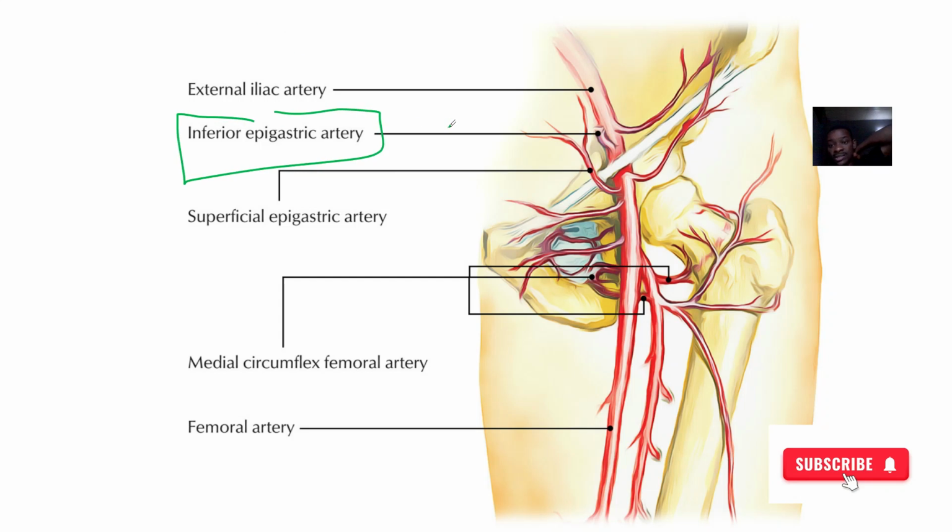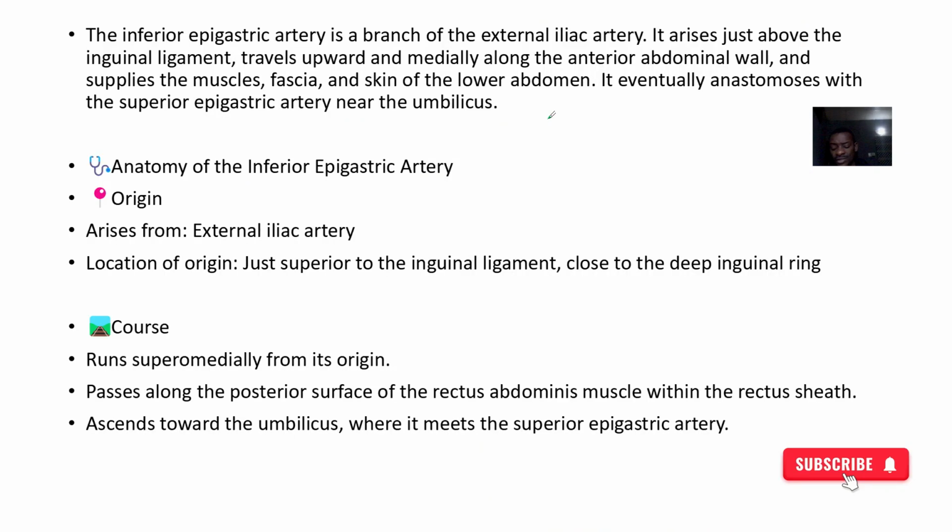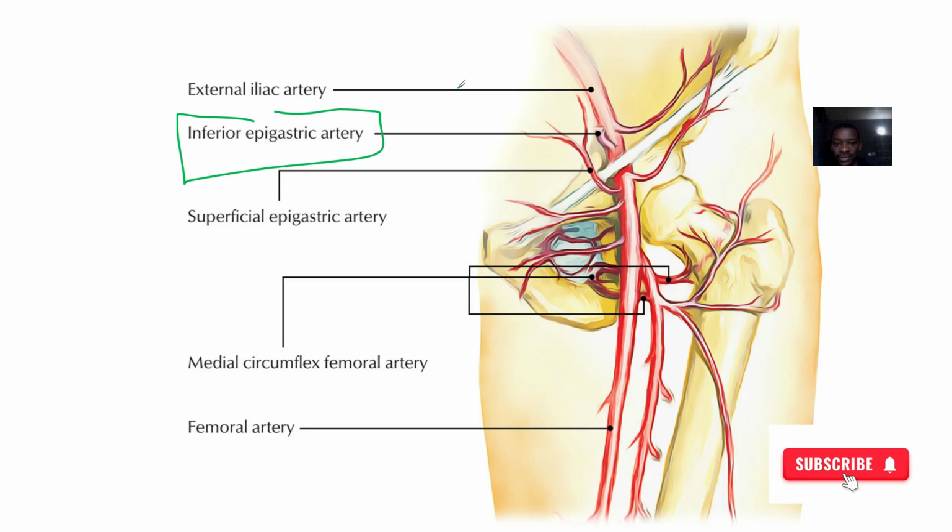I could see that it is an artery of the pelvis region and is running down to the lower limb. So for the inferior epigastric artery, let's talk about its anatomy. We said that it's actually a branch of the external iliac artery. That means the external iliac artery becomes the inferior epigastric artery.